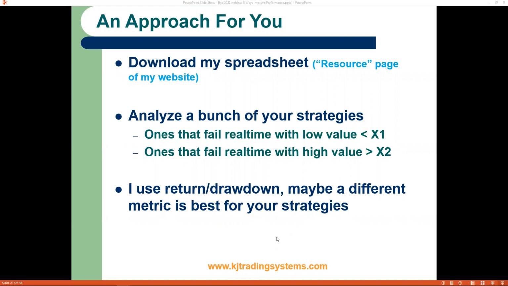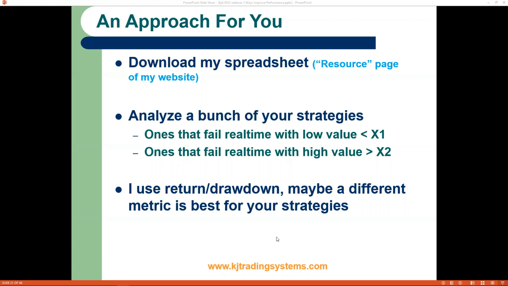Now, the tough part about this for most people is you really need probably 50 strategies to analyze. You can't analyze 2. That's not going to give you enough data. The more, the better. Like I said, when I looked at this, I looked at thousands of strategies from myself and from students. So I feel pretty comfortable with those results.